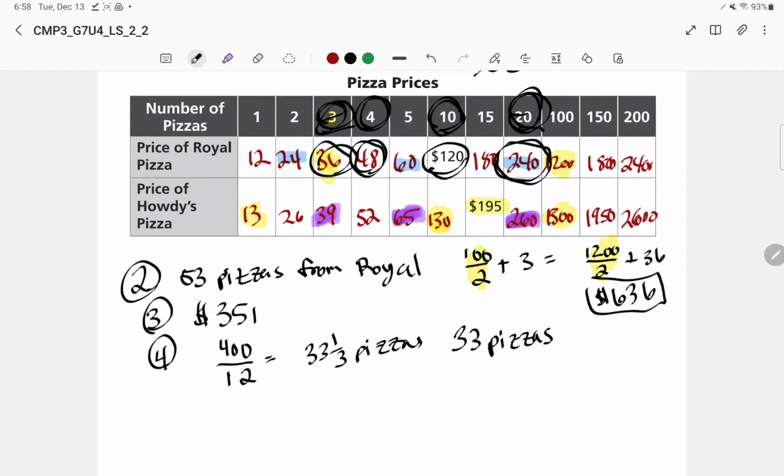And then if you only have $96, you would do the same thing. You would take 96 and figure out if each one is 12, how many could you purchase? And you would be able to purchase 8. But you also notice that if you take 60 plus 36, that gives you 96, which equals 8 pizzas.